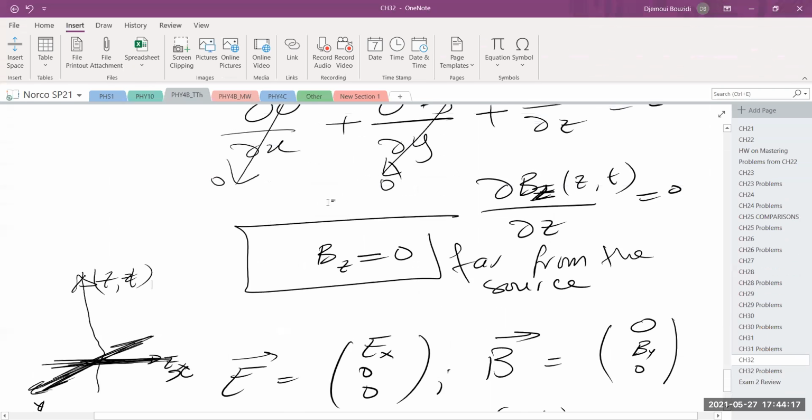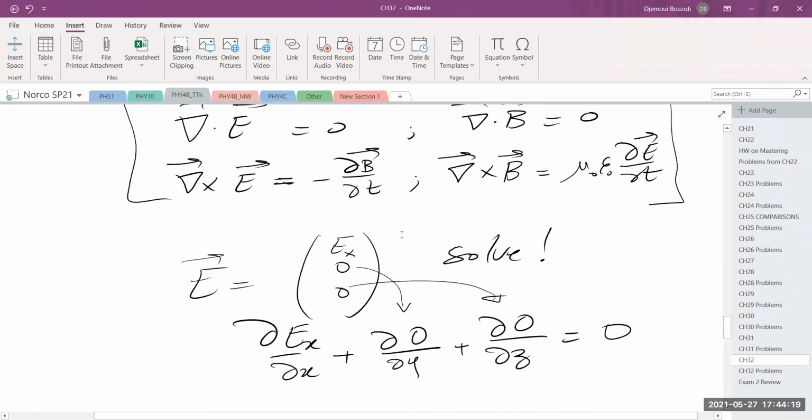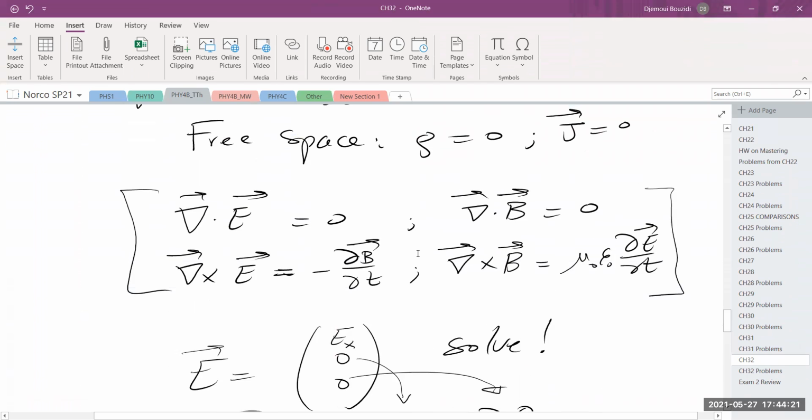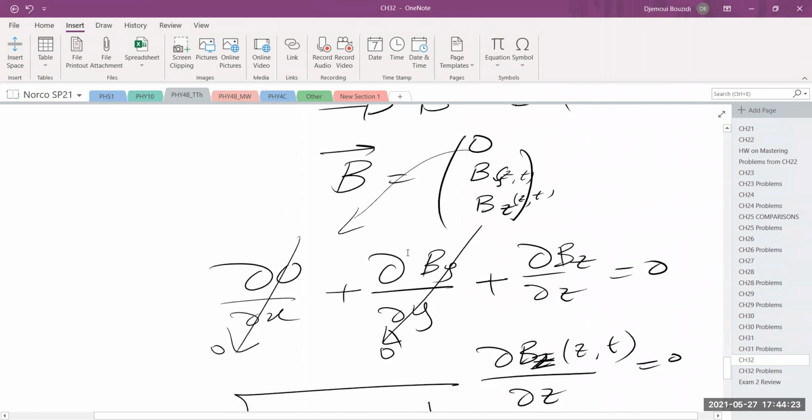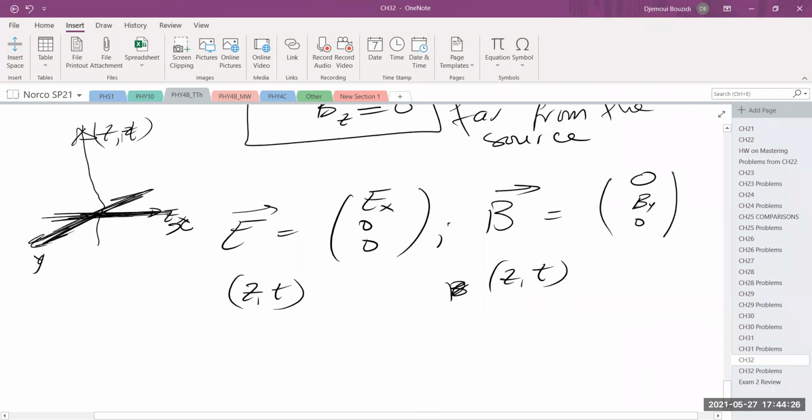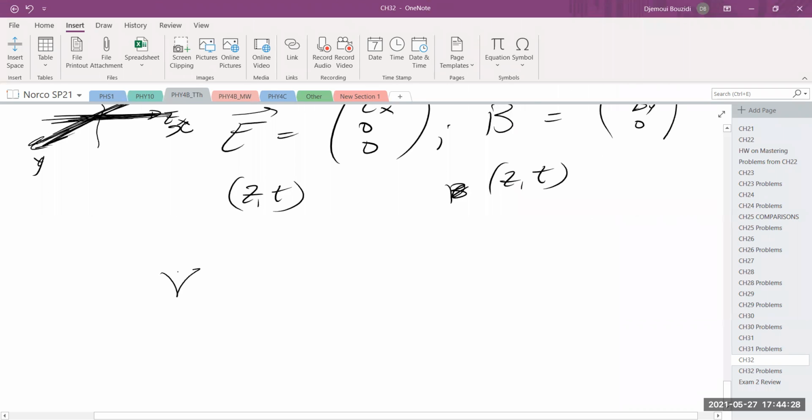So let's now rewrite. These two equations are now perfectly satisfied. So the only two equations that need to be rewritten are these. Let me write the curl then in this case. Remember the curl of any vector.